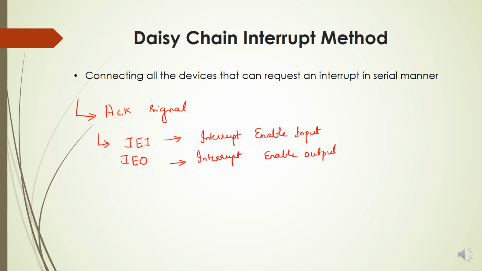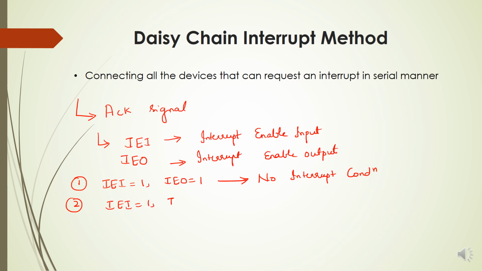This daisy chain algorithm or method has three different conditions. The first condition is when IEI is equal to 1 and IEO is equal to 1, it signifies that there is no interrupt condition from any of the devices. Similarly, if IEI is equal to 1 and IEO is equal to 0, it says that a device is requesting an interrupt.